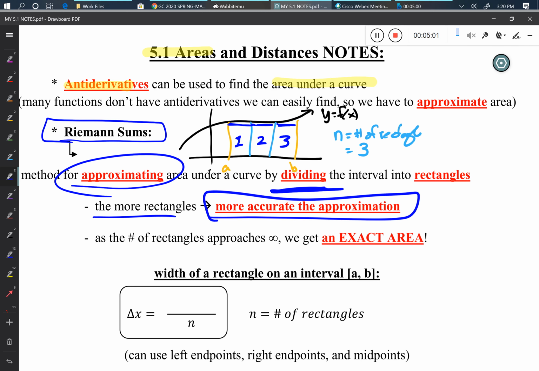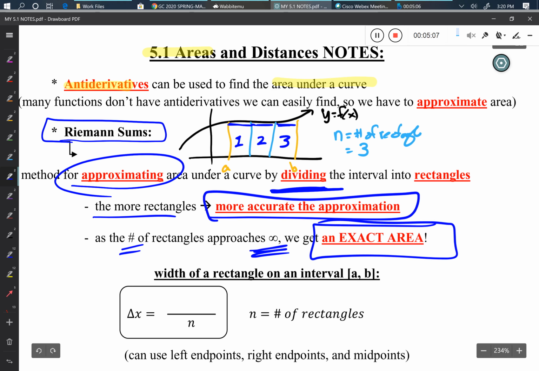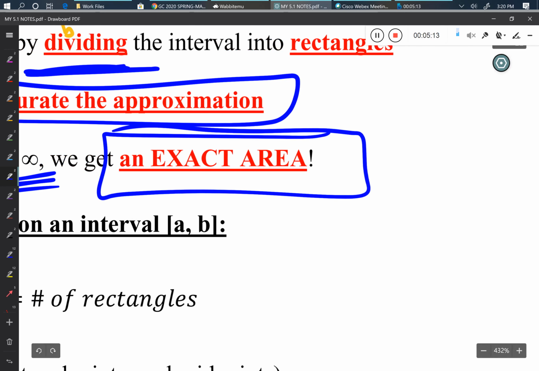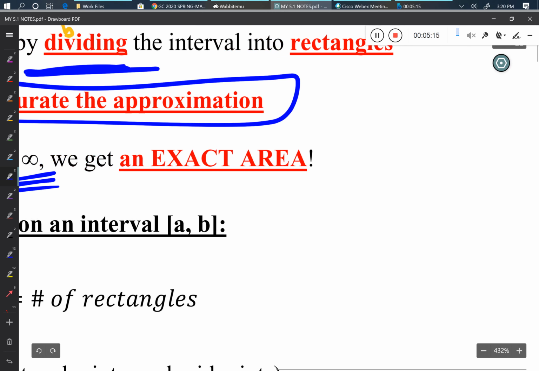And if we take the number of rectangles and push that out to infinity, we find that we end up with the exact area under that curve. Okay? So you might be wondering what I'm talking about here about approximations. So let's go in and take a look at another drawing, a better drawing to show this.